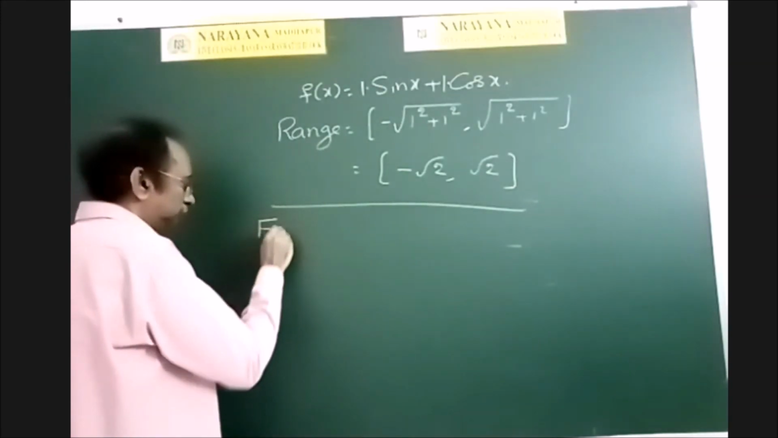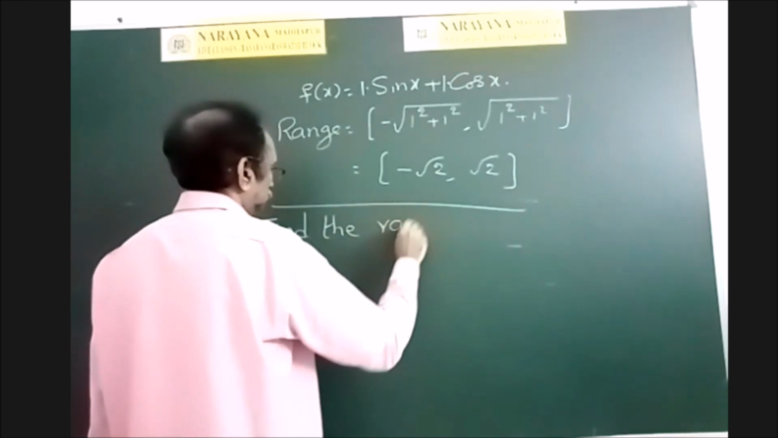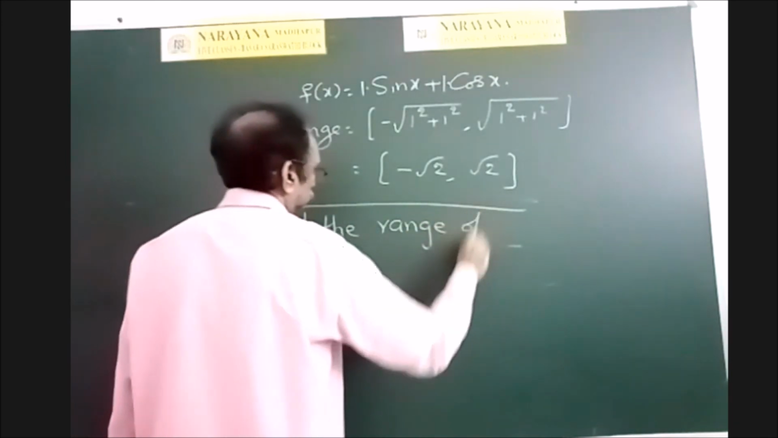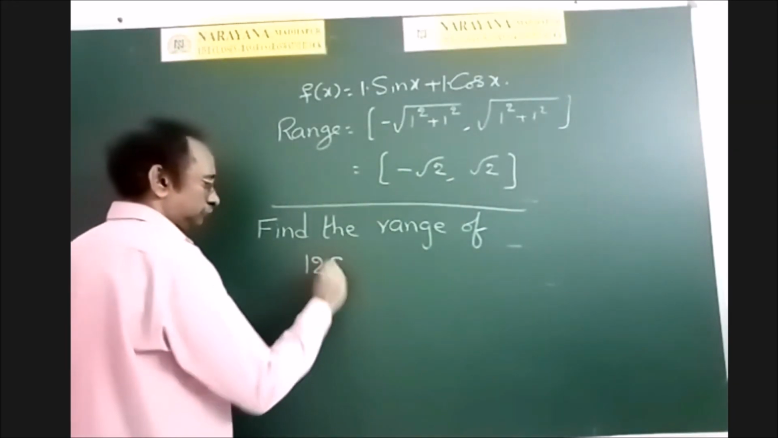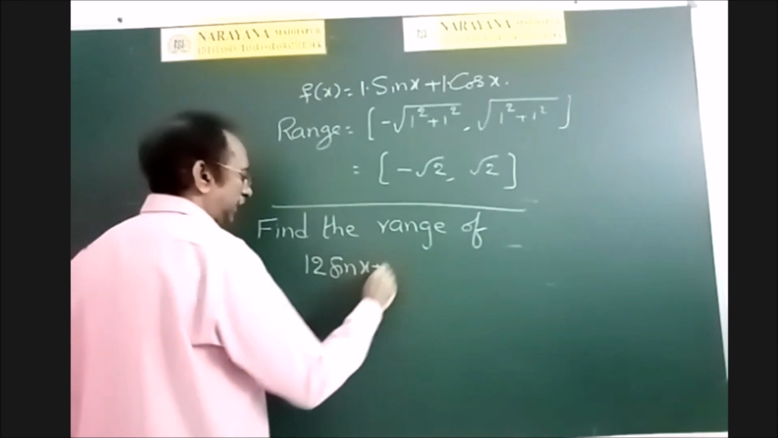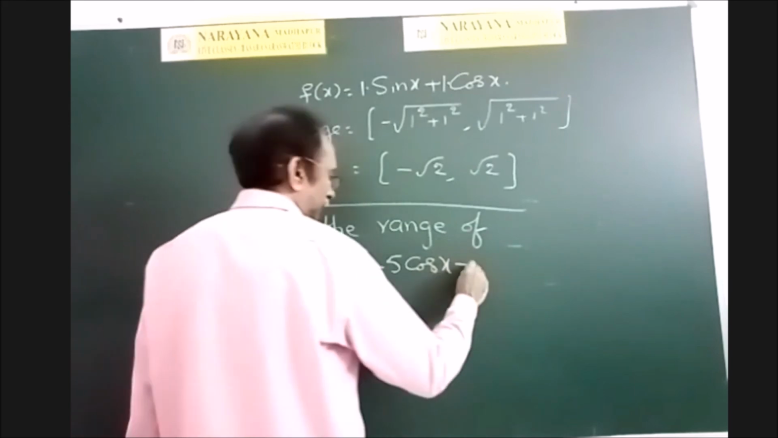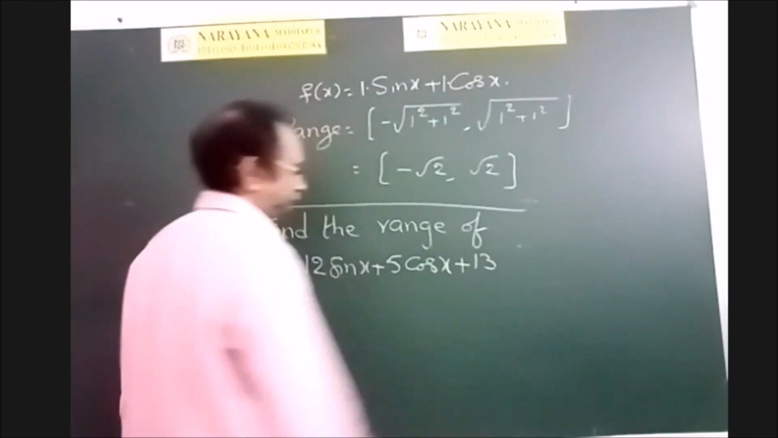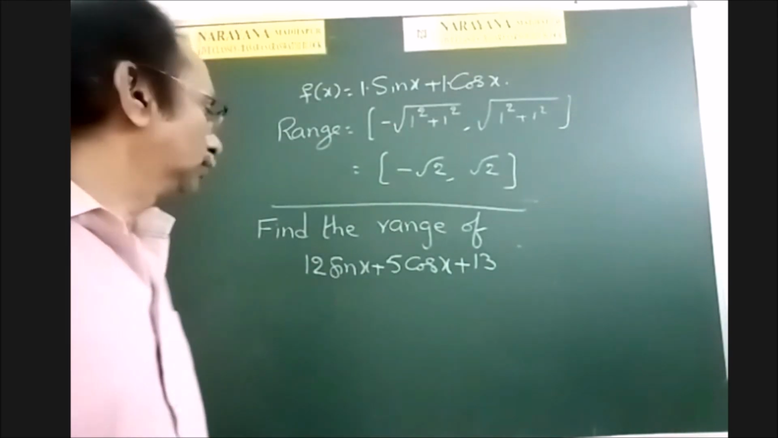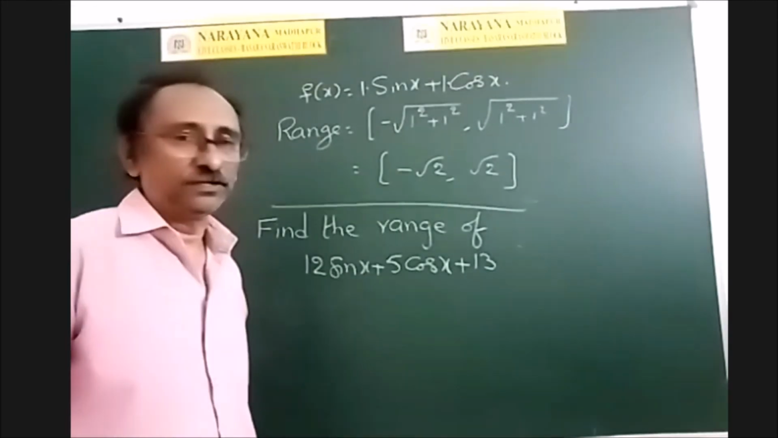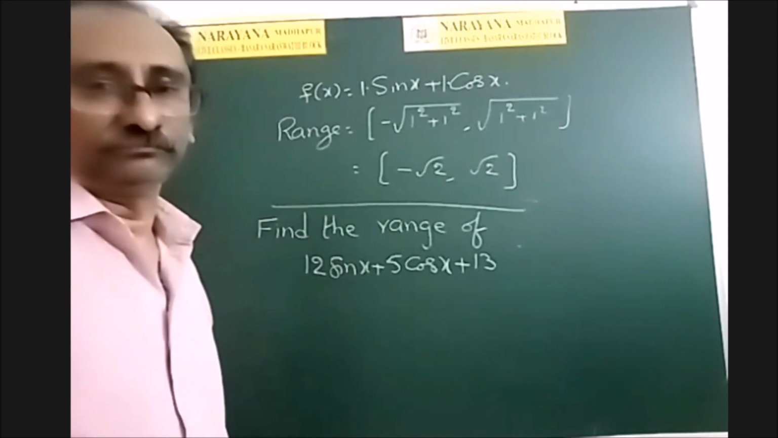Find the range of 12 sin x plus 5 cos x plus 13. Now do this, and I will ask you, find the range of 12 sin x plus 5 cos x plus 13.